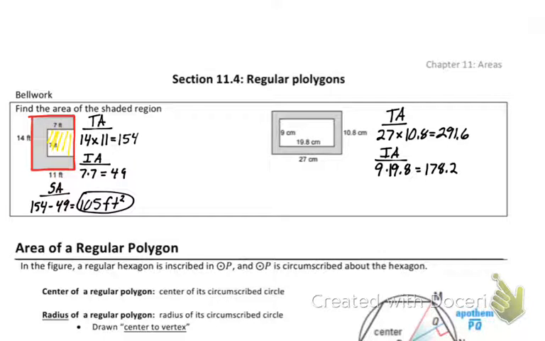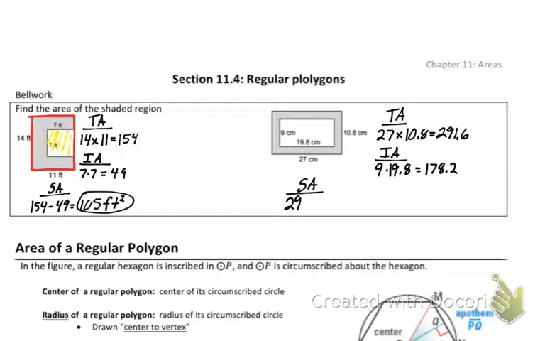178.2. Let's see if that makes sense. So this is how I do this in my head. I do 9 times 20, which would be 180, minus 2 times 0.9, which would be 1.8. So it's 180 minus 1.8. Yep, worked.